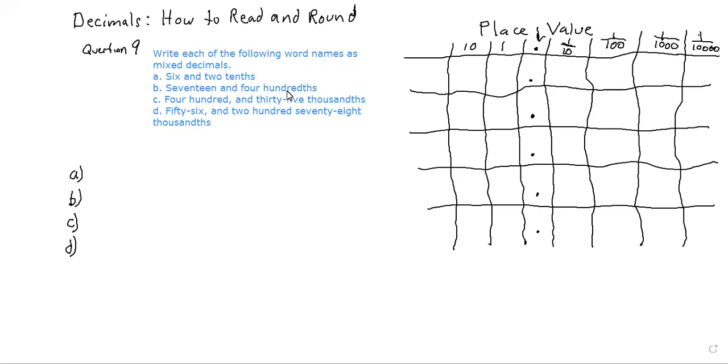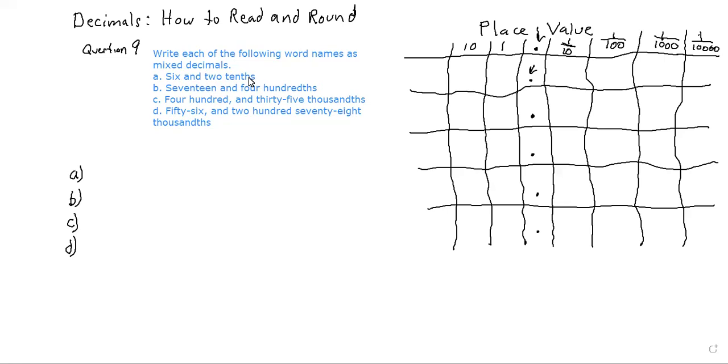So there's two things we need to think about here. One, we're definitely going to use the place value table, and we have the verbal form of the numbers: 6 and 2 tenths. Now we're going to use the tenths, and we're going to use the fact that it's mixed decimals, meaning there's a whole number part which goes to the left of the decimal point, and the decimal part is going to go to the right of the decimal point.